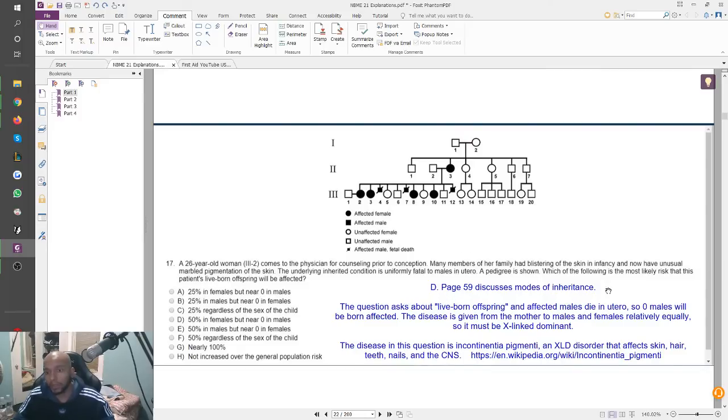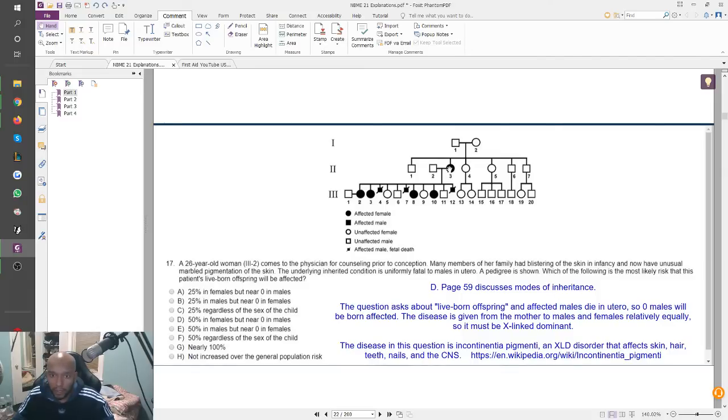A pedigree is shown, which of the following is the most likely risk that this patient's live-born offspring will be affected, right? So you can see from the first generation given here that these guys had 1, 2, 3, 4, 5, 6 kids. 6 kids, of which one of the daughters got it, right? This family here now you can see since no one here got it, none of them got it either. None of their kids have it.